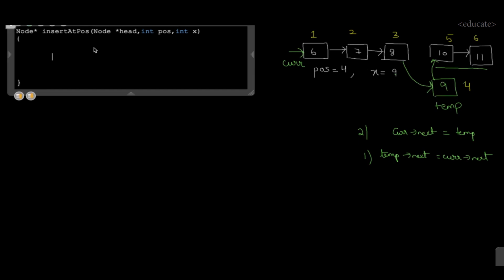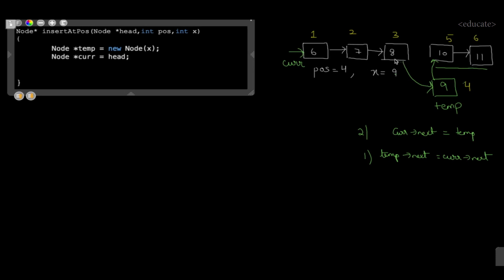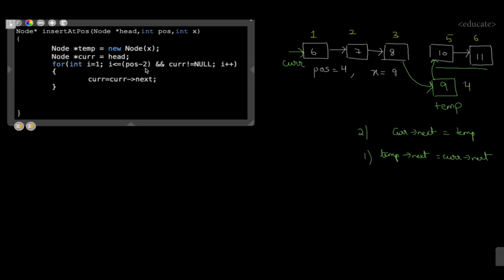So let's see the implementation of the insert at pos function. At first we will initialize memory to the new node x and store its reference in pointer temp. Now we want to get hold of node 8, so we will use the current pointer. At first we will initialize our current pointer to head. Now we will run a loop for position minus 2 times, which will help move current from position 1 to position 3. This is the required loop.